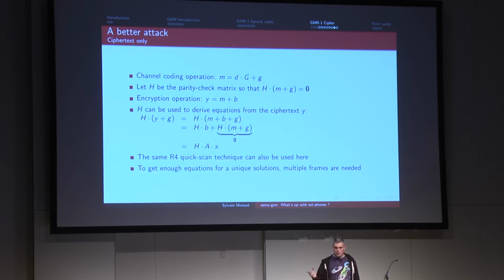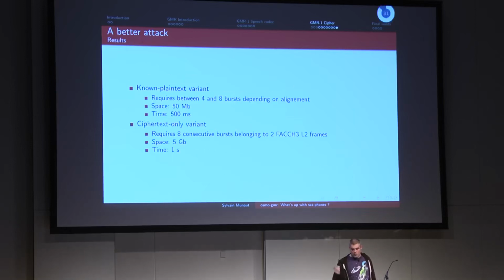So everything on the left, you know, okay? And the last value is h, which, well, you know it. Again, it's the same h multiplied by a, which is what you had in the known plaintext attack, so you know it as well. And the only thing you don't know is x, and so, again, you have a linear system of equations that you can solve, and the same quick scan method can be applied to scan very quickly and not have to solve everything.